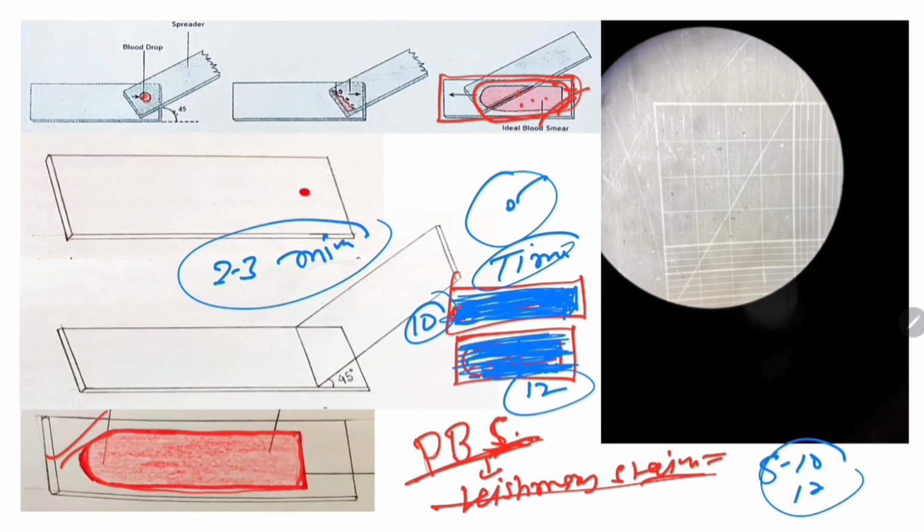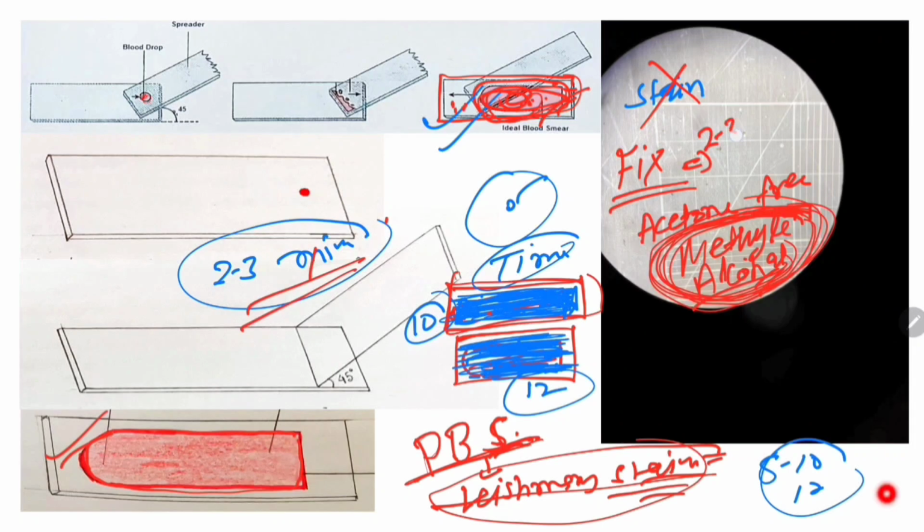First we prepare the blood film, 2 to 3 slides. After preparation, we dry it immediately by waving it, and then we put Leishman stain. How many drops? Usually 10 to 12 drops. Just count the drops and wait for 2 to 3 minutes. Why 2 to 3 minutes? For fixation, not staining. This is not staining time, this is the fixation time. 2 to 3 minutes is fixation time and not a staining time.